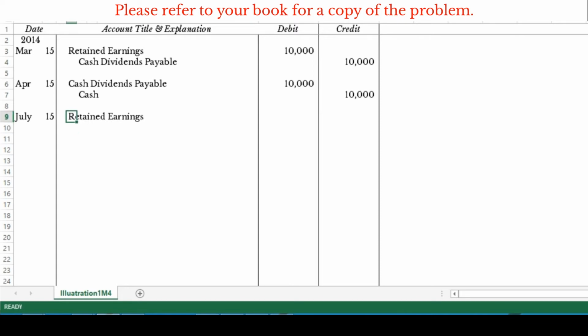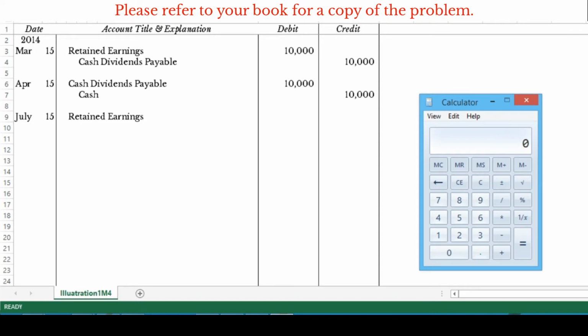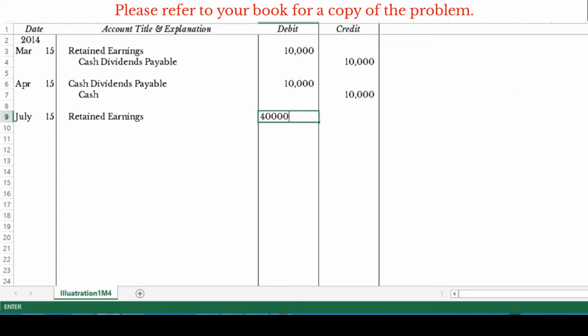Kanina sabi natin, it should be recorded at the fair value of the non-cash asset distributed. However, this time, walang binigay na fair value. Ang meron lang, carrying value of the Pentagon Corp share, which is 20 pesos per share. So, yun na po yung ating gagamitin. That would simply be 2,000 times 20. So, we have 40,000. So, we will debit retained earnings by 40,000 and we will credit property dividends payable. That is 40,000 as well.